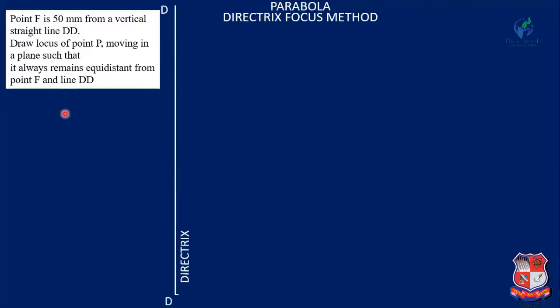So first of all, draw a directrix DD and get one point R, and from that R, draw the axis which is perpendicular to the directrix. Now from R, mark point F at a distance of 50 mm. So RF is 50 mm, and at the midpoint of this RF mark a vertex V, because the eccentricity of a parabola is equal to 1. So VF is equal to VR. So V is at the midpoint of RF.